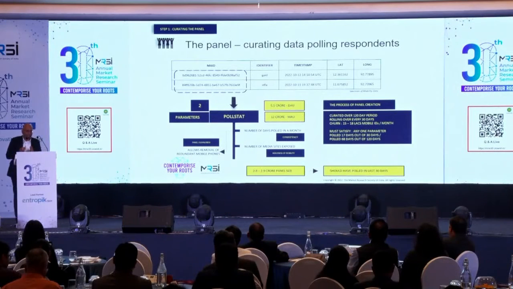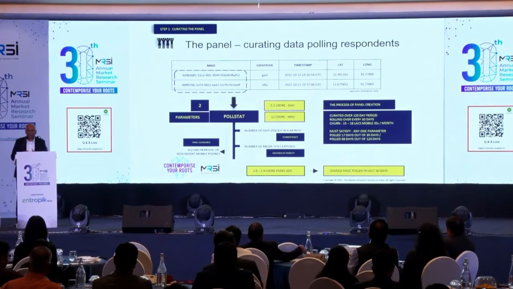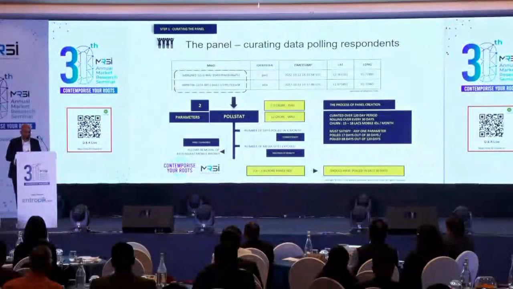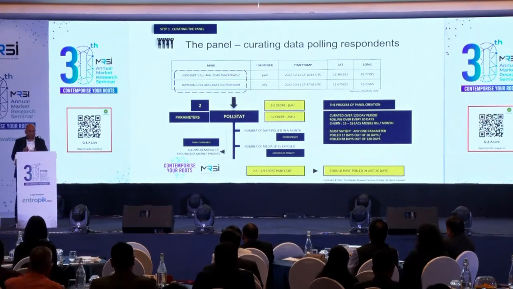The process of panel curation or panel creation relies heavily on the consistency of polling. We want the members who are part of the panel to give us the data consistently on a daily basis. For example, if we take a small window of just 1 week, we expect a mobile phone to poll the data at least 4 out of 7 days. That is, on more than 50% of the days a mobile phone should have polled the data.